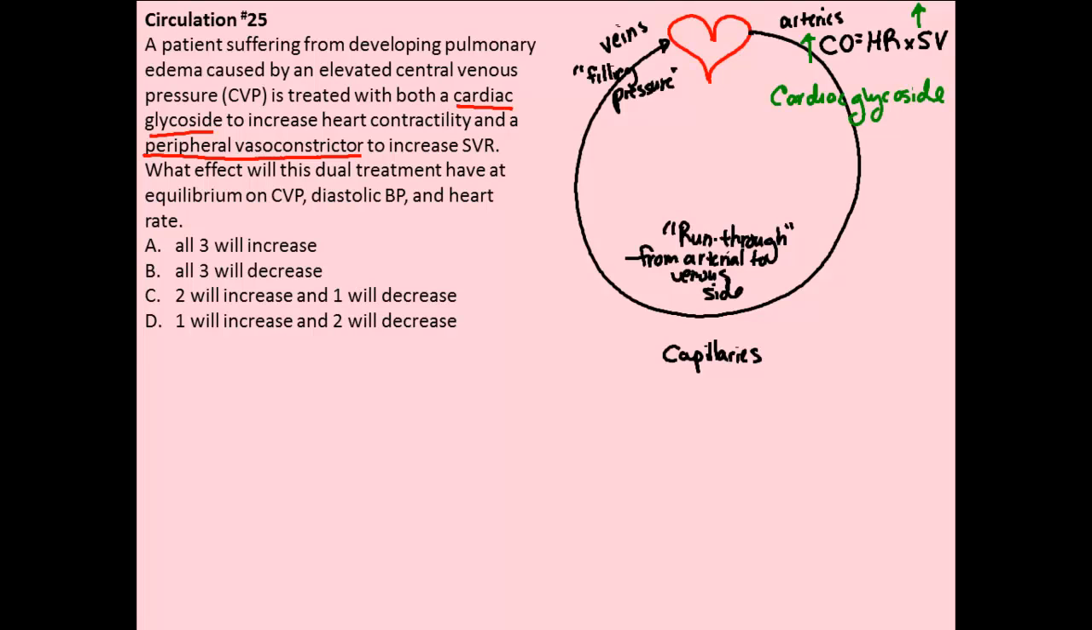All right, now our second drug that we're given is a peripheral vasoconstrictor. Now, in order to understand how this would work, we have to think a little bit about our anatomy and where this peripheral vasoconstrictor would primarily be working. We know that one of the primary sources of resistance in the circulatory system is at the arterioles. So what we have here would be constriction of arterioles.